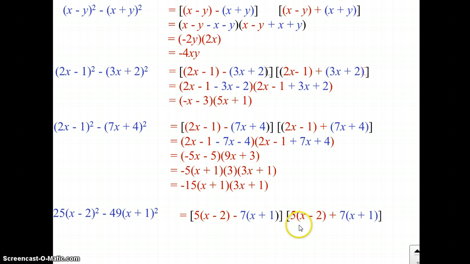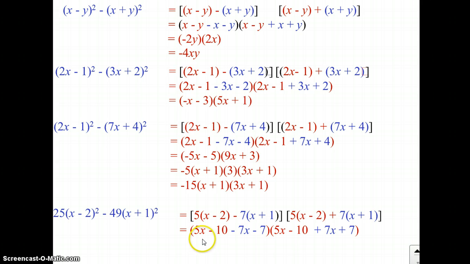Square root of the first term, square root of the first term, square root of the second term, square root of the second term, one negative, one positive. We're done factoring. Expand out the brackets, combine like terms. 5x minus 10, negative 7x minus 7, that's our first bracket. 5x minus 10, add 7x plus 7 in the second bracket.